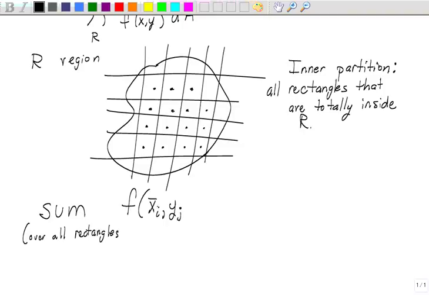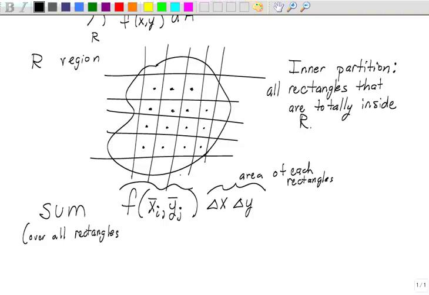So the ij has to be i and j because you have rectangles all over. So that kind of represents the height. And then you multiply it times the area of each one of those rectangles. So this is a representation of the area of each of those little rectangles. And this can represent the height. We didn't draw this in 3 dimensions yet, but we will.